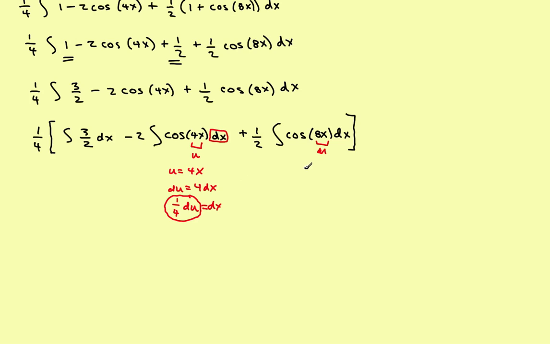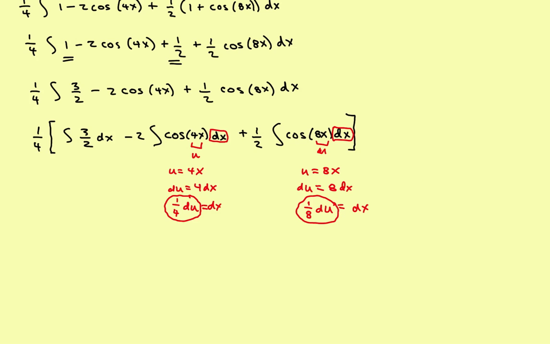Now let's look at this problem. This one lets u be equal to 8x. So again, the differential of u would be equal to 8 times the differential of x. And again, you just want the dx over here, so you want to substitute that right there. So that means that 1/8 du would be equal to dx. And on this problem, that's going to be your u substitution.